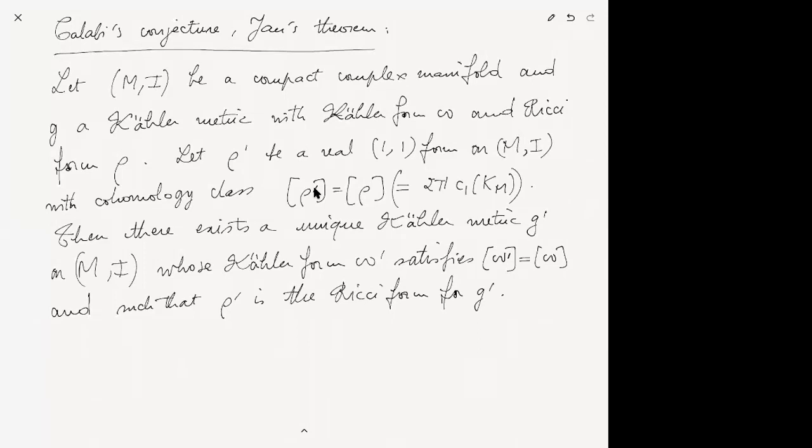You start with a fixed compact complex Kähler manifold, and you choose some 1-1 form whose cohomology class is equal to the cohomology class of your fixed Ricci form. It says for any 1-1 form which represents the class of the Ricci form, there exists a unique Kähler metric whose Kähler form has the same cohomology class as your original Kähler form and whose Ricci form is rho prime. So that's the statement.